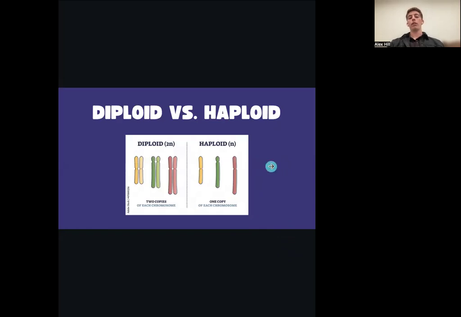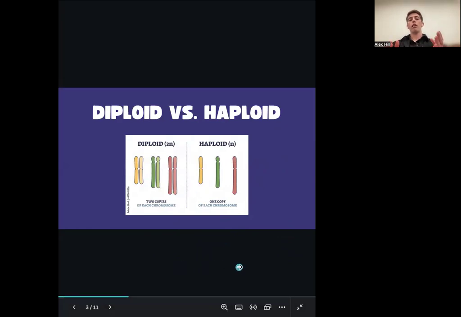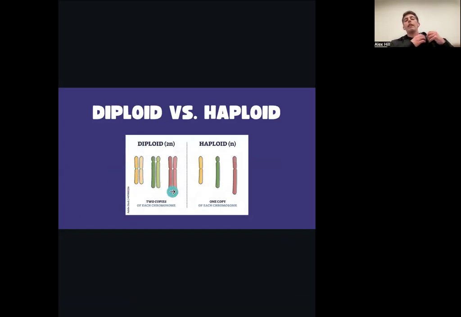Diploid versus haploid. So diploid are normal cells. Almost all cells are diploid. They contain a copy from dad and a copy from mom, so they have two copies of each chromosome. And then haploid are only germ cells. So cells that become eggs and sperm are haploid, so that when they meet their other half, they can create a diploid cell.